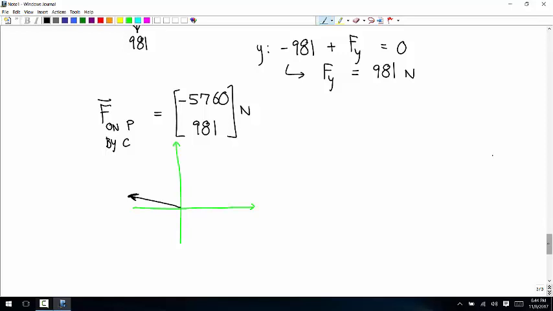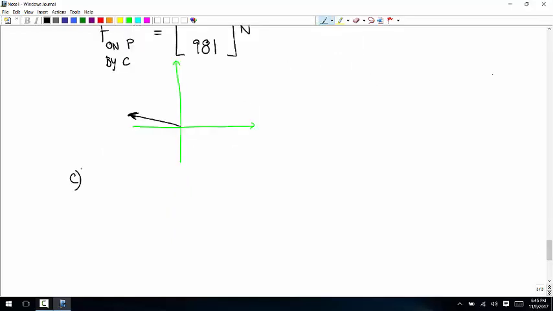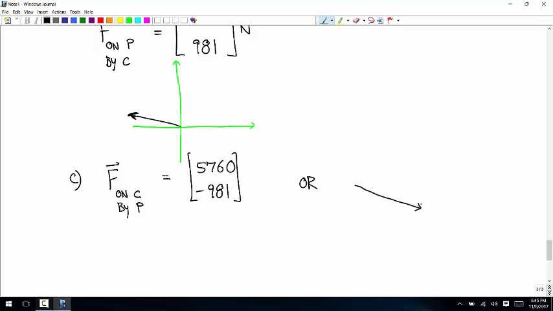And then the last step is, now we want to know, for part C, what's the force on the chair by the pilot. How are we going to do that? Yeah, that's just Newton's third law. So we just multiply the previous vector by -1. And so we get positive 5760, negative 981, or the exact opposite direction of this. So somewhere like that in the fourth quadrant.